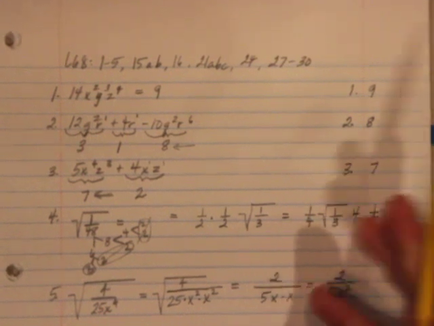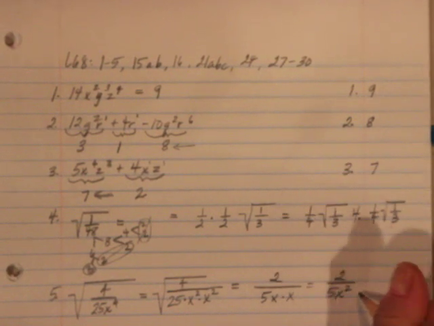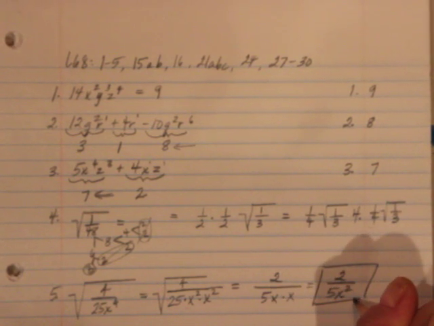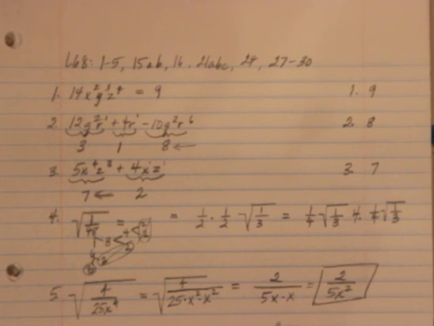I don't need another equal sign there. Sorry, I don't know what I'm doing. But can I just put a box around it? Is that all right, guys? Okay, so that's my answer here for number 5. Pretend like that's in my column.